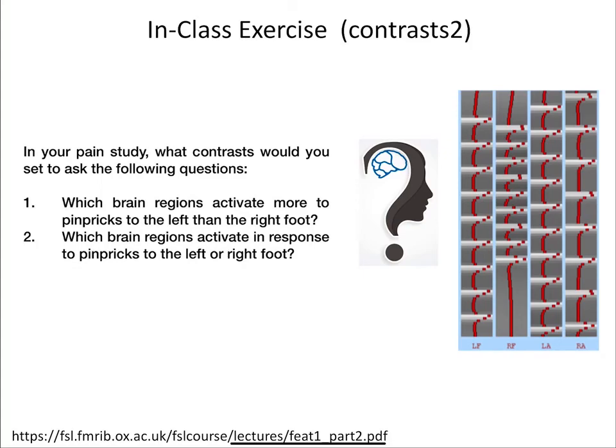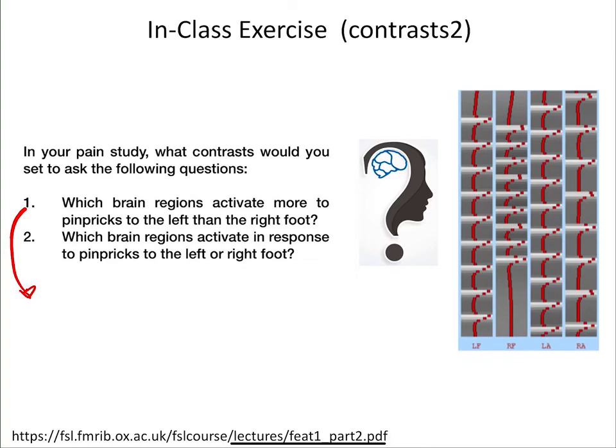So this one is asking which brain regions activate more to pinpricks to the left than the right foot. So it's asking for a specific contrast. So we know we're going to be giving it a single vector. So it's going to be for a t-statistic, right? So this would be either a COPE in FSL or a general linear test in AFNI.